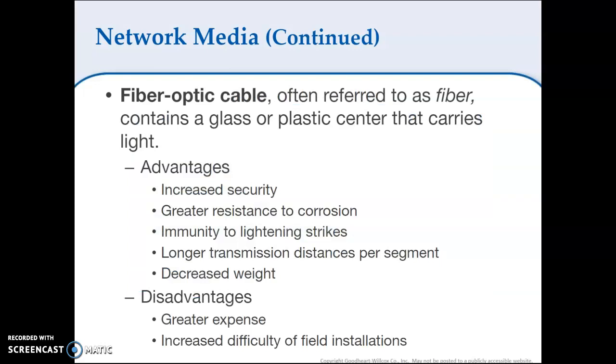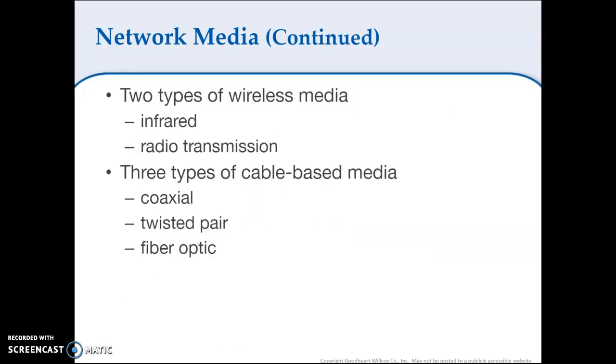Fiber optic cable, often referred to as just plain old fiber, contains a glass or plastic center that carries light. There are advantages and disadvantages to this one as well. The advantages are increased security, greater resistance to corrosion, immunity to lightning strikes, decreased weight, and longer transmission distances per segment. The disadvantage is it's extremely expensive and has increased difficulty of field installations. So to run fiber is going to take some time and obviously a significant expense.